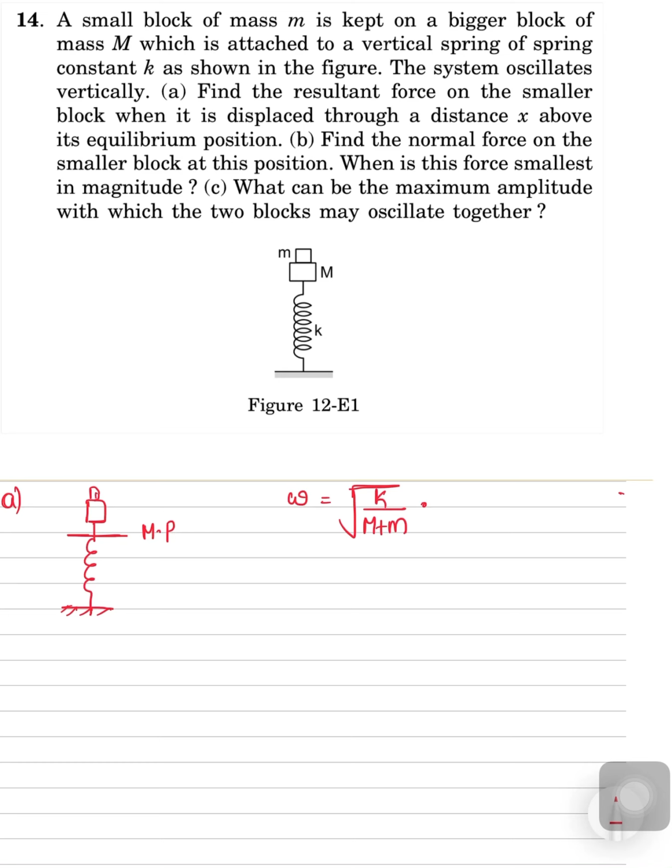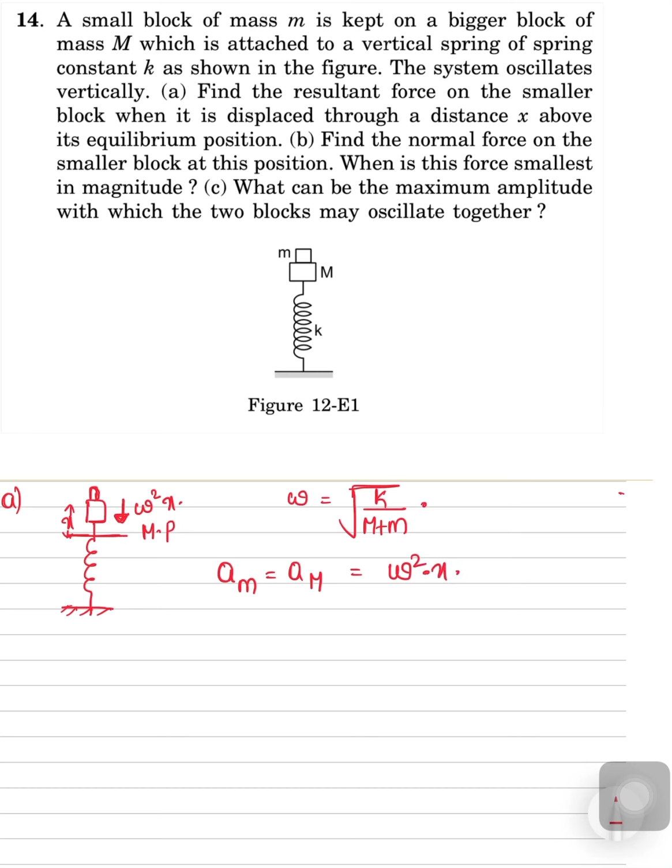Now both the blocks are oscillating, so both the blocks will have the same acceleration. If it is at a distance x from the mean position, then the acceleration will be given as omega square x, which is the basic property of SHM, and that acceleration will always be acting towards the mean position. So the acceleration of the small m block will be equal to the acceleration of the capital M block, which is equal to omega square into x.